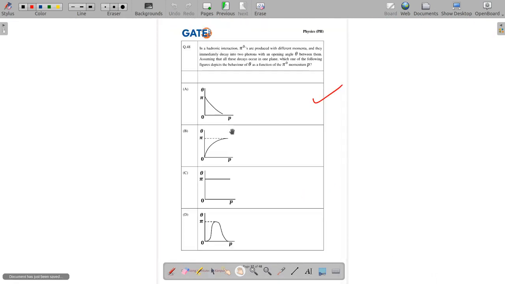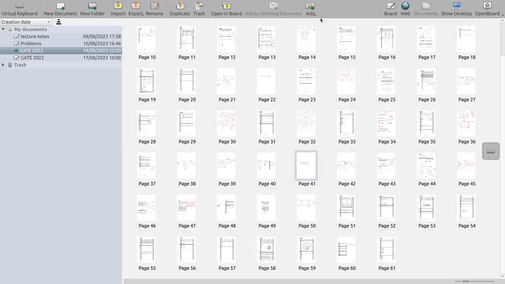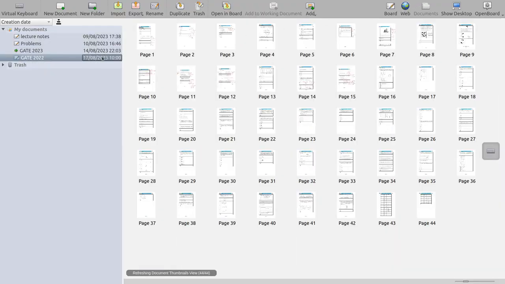Okay, so this is the end of this part. We have 15 more minutes, so I am quickly going through the next. We will start the 2022 previous year question papers.